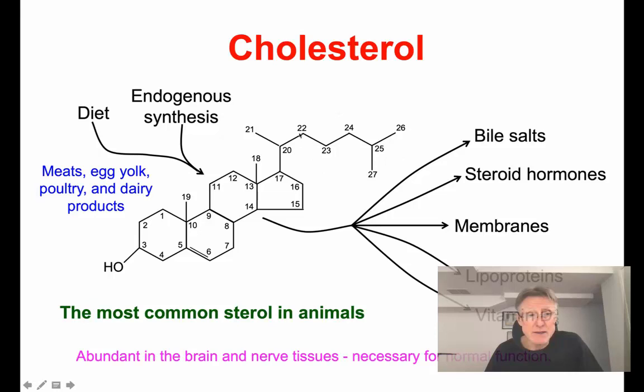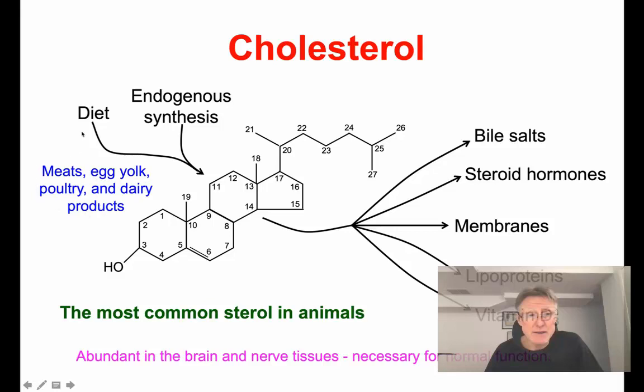So cholesterol, we can get it from 2 sources. It can come from the diet, for instance, when you eat any animal product, because cholesterol is only found in animal foods. It's not found in plants. Plants have a similar but different sterol called ergosterol. It's not what we see here. Cholesterol is essentially an animal sterol. And you find it in the diet when you eat meats in general, egg yolk, which is famous for being rich in cholesterol, poultry, and also dairy products.